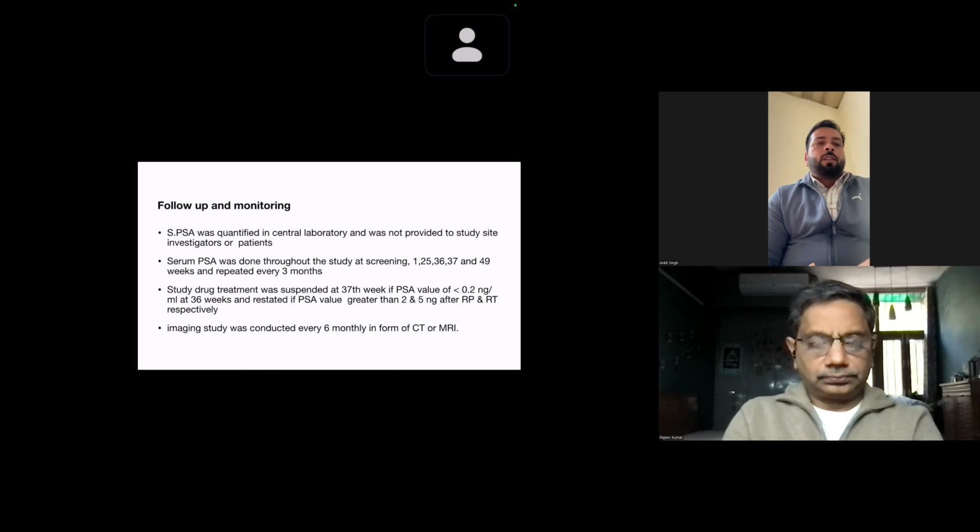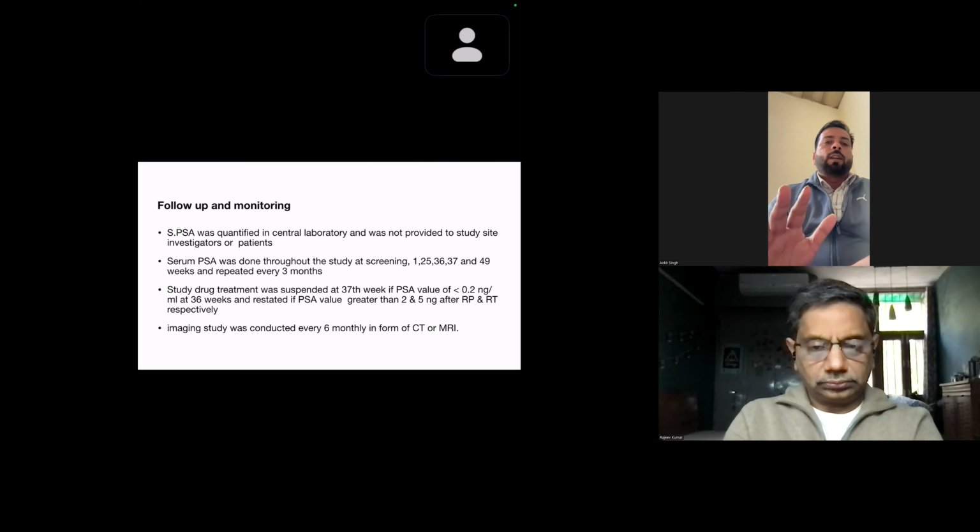Serum PSA was quantified in a central laboratory, and results were not provided to study site investigators or patients. Serum PSA was done throughout the study at baseline at the time of screening, and at weeks 1, 25, 36, 37 and 49, and then 3 monthly.